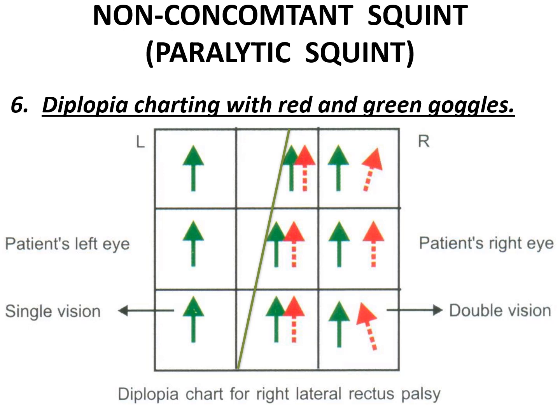A diplopia chart for right lateral rectus palsy. In this case, you can appreciate that on the right side of this green oblique line, the patient is experiencing diplopia, and on its left side is the single vision. So when the horizontal muscle is involved, there is more separation of the 2 images in the horizontal direction.